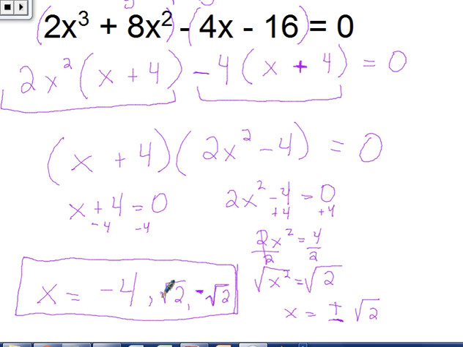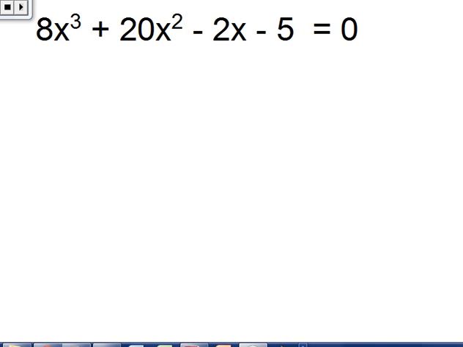Okay, so here we have a third degree polynomial. Here are your three answers that you would expect to have. Negative 4, positive root 2, and negative root 2. Okay, factor by grouping. So let's do one more example of factoring by grouping, just to make sure we've got it.